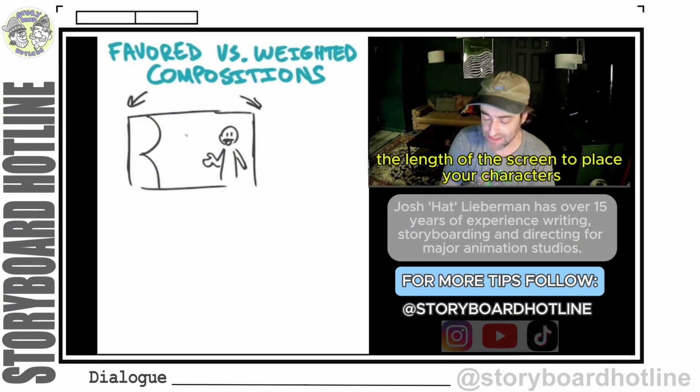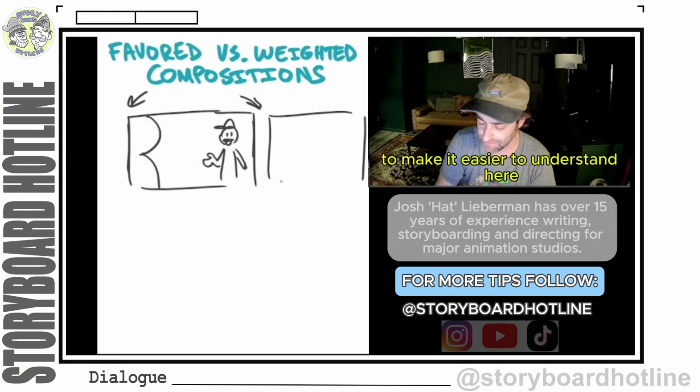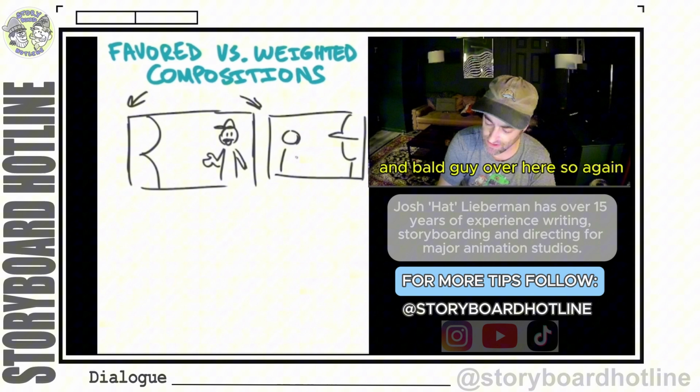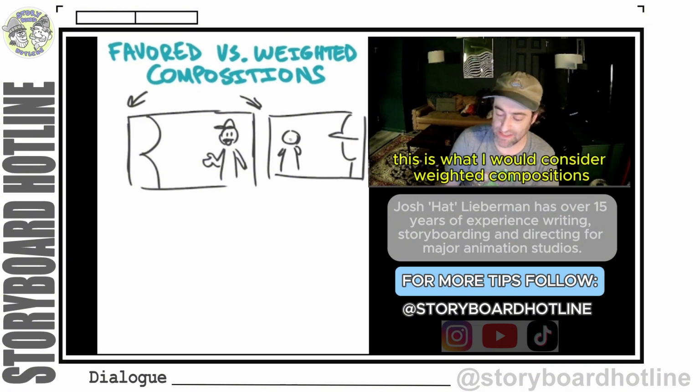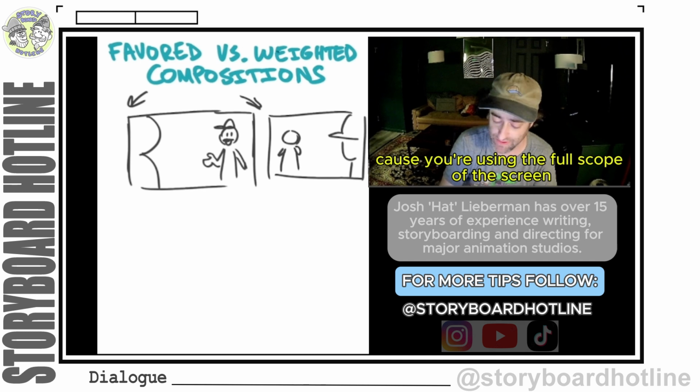This, what I just drew, would be considered a weighted composition because you're using the length of the screen to place your characters. So now when you do the next cut, let's just give this guy a hat to make it easier to understand here. So now when you cut to the reverse, you could maintain your weighted composition. You could have hat guy over here and bald guy over here. So again, this is what I would consider weighted compositions because you're using the full scope of the screen.